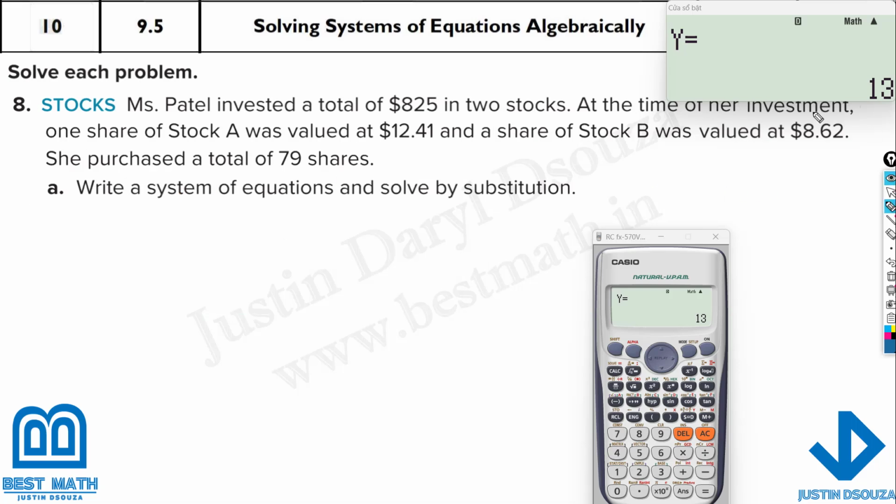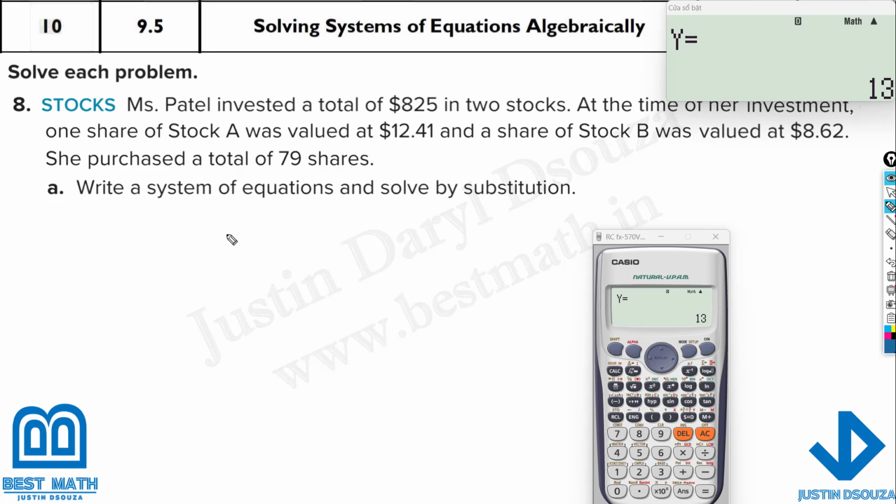We have another real world problem. Ms. Patel invested a total of $825 in 2 stocks. At the time of investment, one share of stock A was valued at $12.41 and one share of stock B was valued at $8.62. She purchased a total of 79 shares.